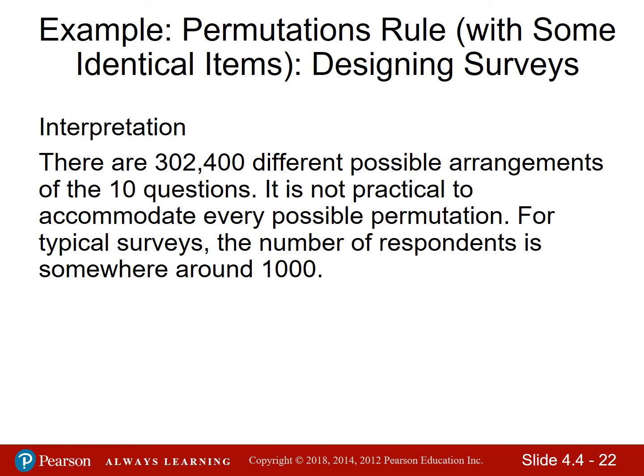There are 302,400 different possible arrangements of the 10 questions. So you have 10 questions, but there are more than 300,000 ways of arranging them. It is not practical to accommodate every possible permutation. For typical surveys, the number of responders is somewhere around 1,000, so it's not practical.